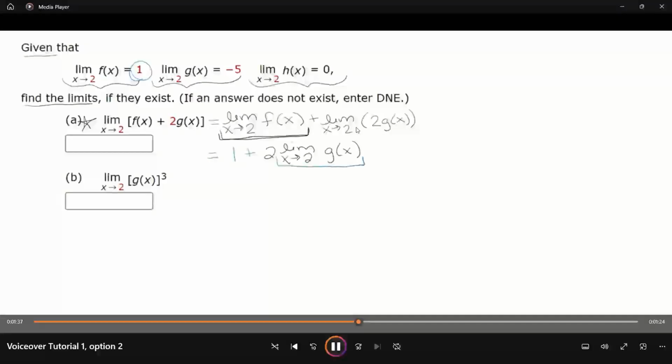And again, we have the limit of g of x as x approaches 2. That's equal to negative 5. So we can just rewrite this as 1 plus 2 times negative 5. And we're almost there. So 1 plus 2 times negative 5 is negative 10, and 1 plus negative 10 is negative 9. And we're done. That's it for part A.